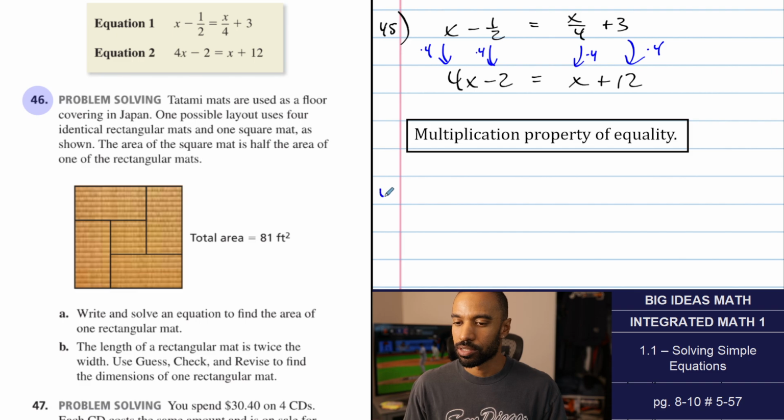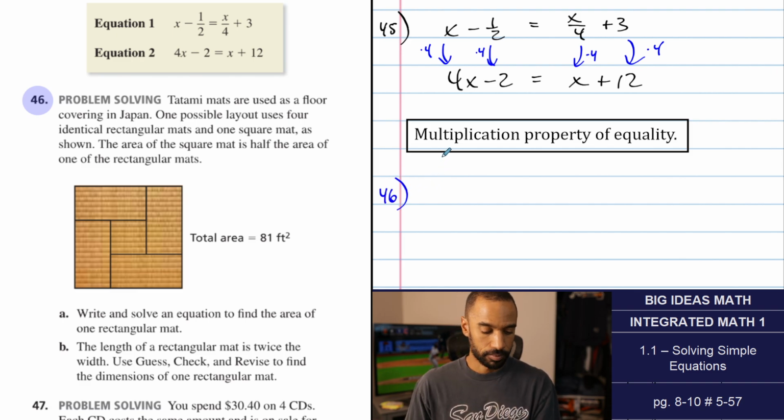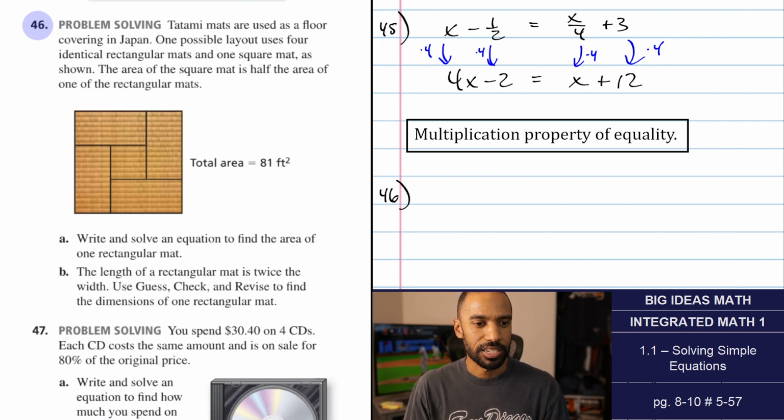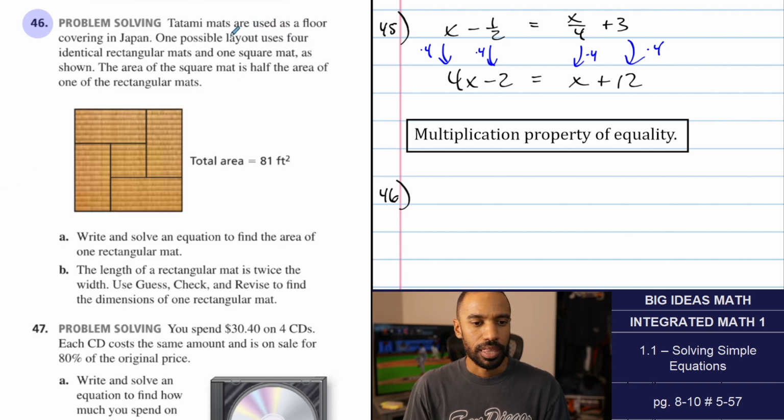Okay, number 46. Tatami mats are used as a floor covering in Japan. One possible layout uses 4 identical rectangular mats and 1 square mat, as shown. The area of the square mat is half the area of one of the rectangular mats. The total area is 81 square feet. Write and solve an equation to find the area of one rectangular mat.